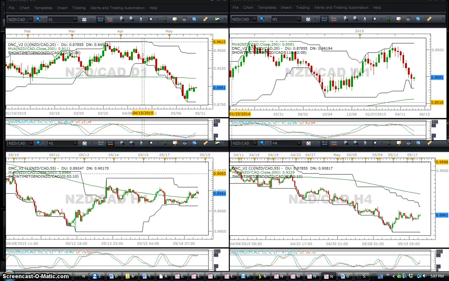Trading foreign exchange involves significant levels of risk, may not be suitable for all investors. You should only be trading with risk capital, and risk capital is defined as money that if it's lost, it will not affect your lifestyle one little bit. So no trading with the grocery money or the mortgage money or anything like that.